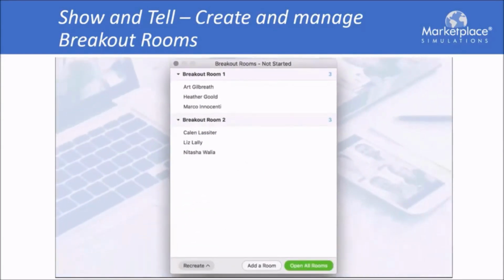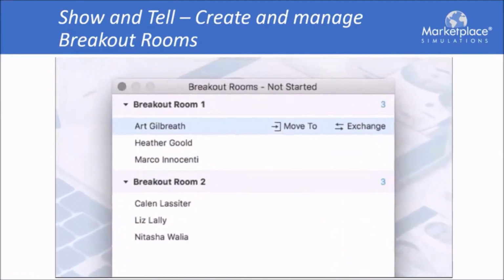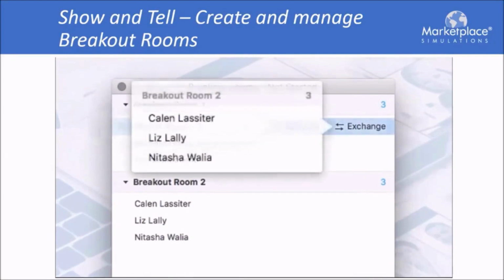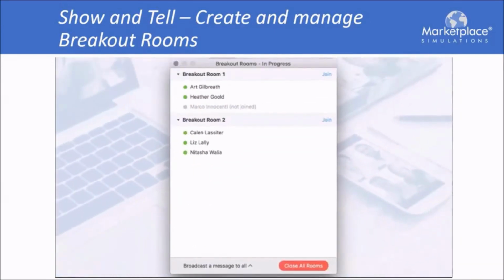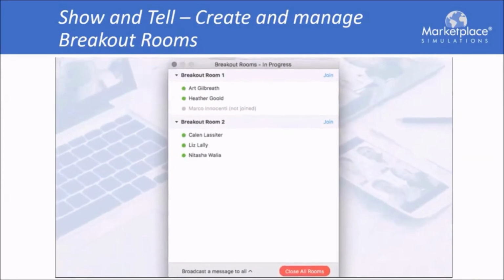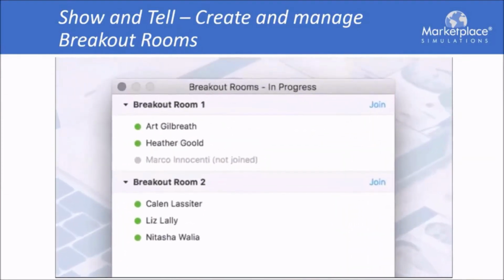If you want to change an assignment, float your mouse over a participant name where you can move the participant to another room or exchange the participant with someone already assigned to another room. When you're ready, click to open all rooms. This will cause your participants to automatically move into their assigned breakout room. The list will indicate that participants have successfully connected when the gray dot turns green.